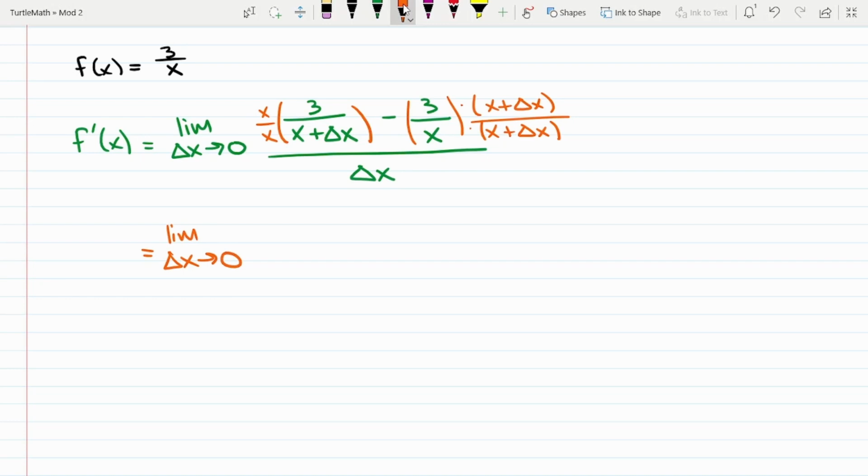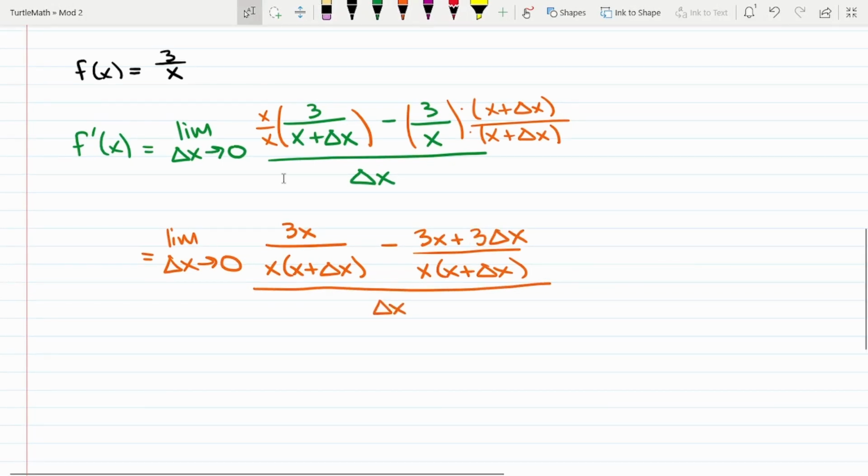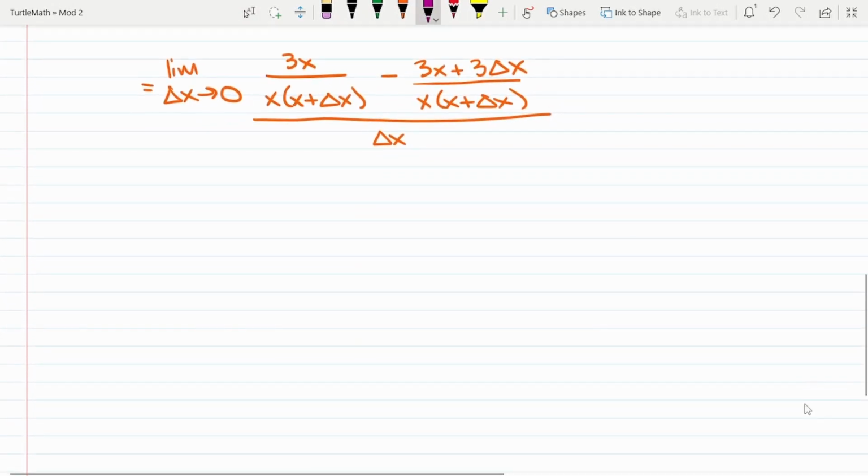So now, once we do that, we have a 3x over x times x plus delta x minus 3. We want to distribute that to the x and to the delta x, so we'll say 3 times x plus delta x, and we'll distribute that negative in a second, all over x times x plus delta x, all over delta x. So, alrighty, it's still looking a little bit messy, but we can go ahead and continue simplifying, and we'll get to it looking a little bit better soon.